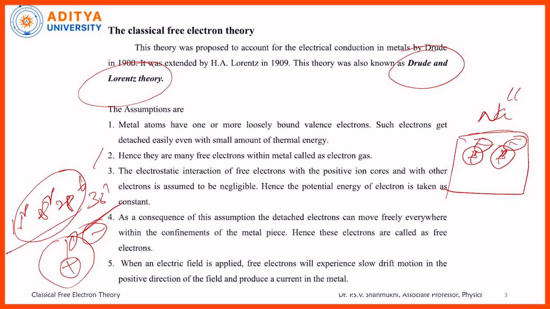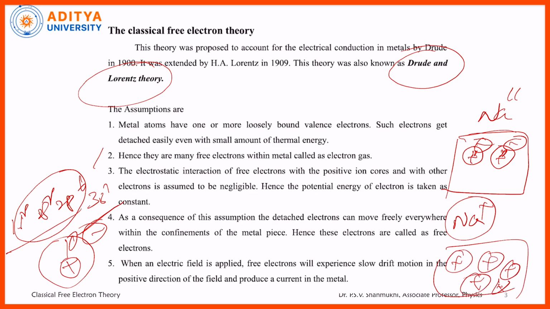Suppose you don't consider these 11th electrons, what is the remaining part? The remaining part is the sodium ion. That means in the metal, all these sodium ions form the core of the lattice. What about the 11th electrons? They are not concerned with the individual atoms. They are concerned with the entire metal.